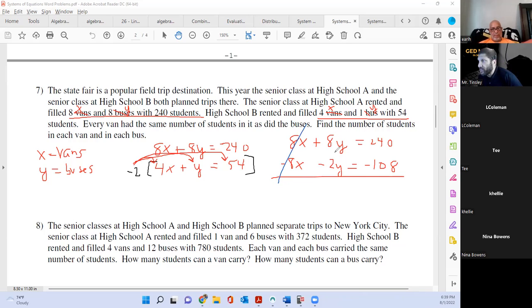What is 8y minus 2y? 6y. And what is 240 minus 108? 132. And in order to get y by itself, what must we divide both sides by? 6. On the left, the two 6's cancel. We get y equal, what's 132 divided by 6?